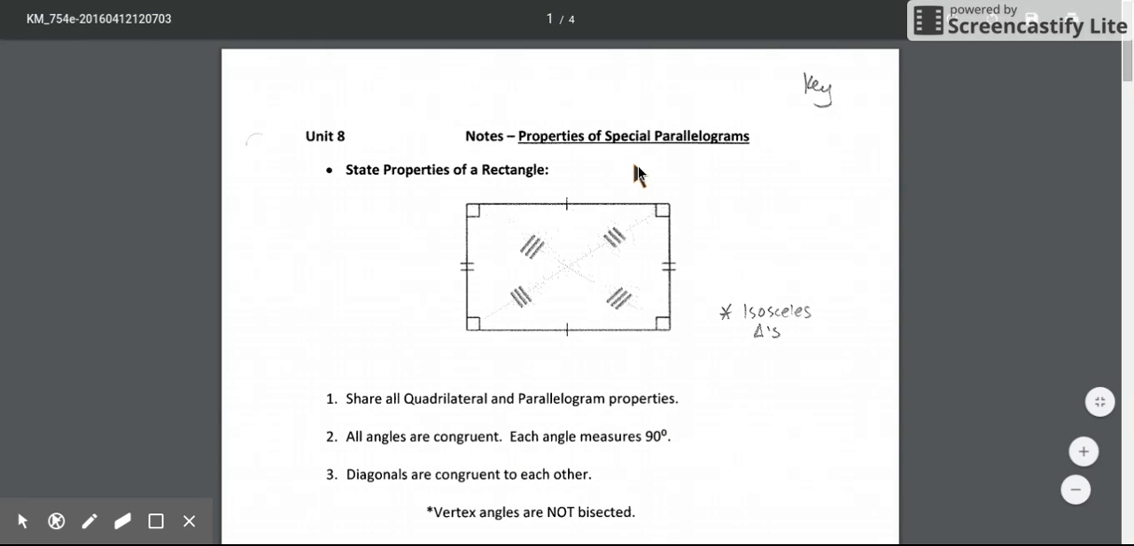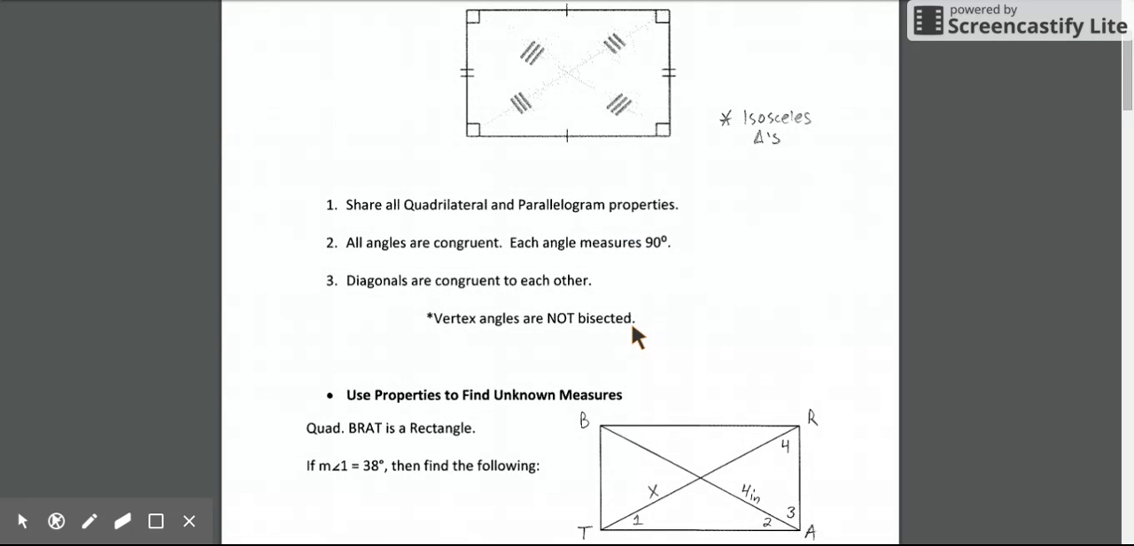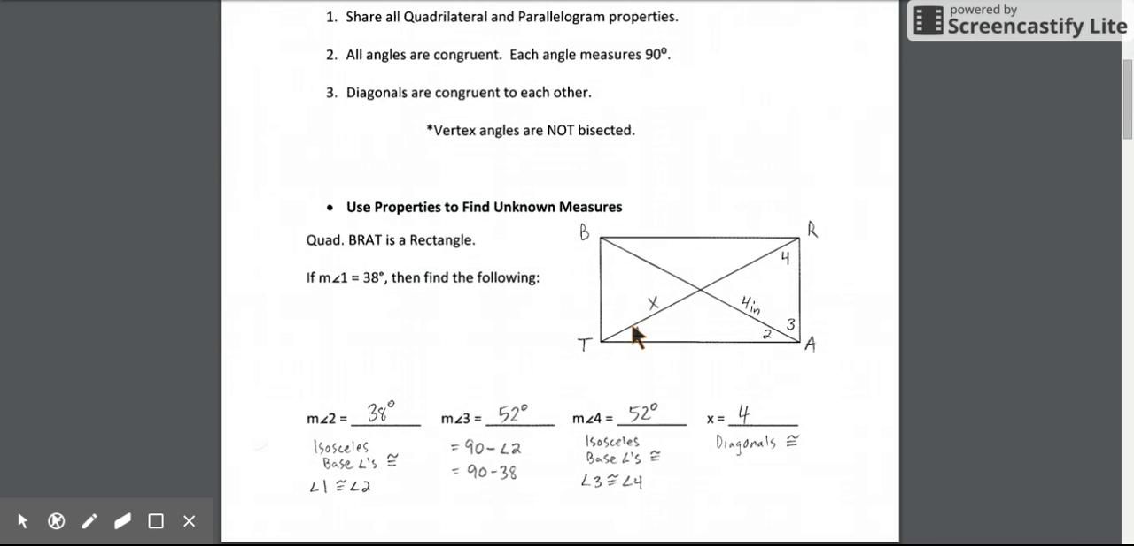Be careful though. These diagonals are not bisecting that 90 degrees. They're not cutting the right angle in half there. That happens in different shapes, not rectangles. Another important thing to note is that a rectangle is created by four different isosceles triangles. So we can use properties of isosceles triangles in rectangles to help us solve for some unknown measures sometimes. Let's practice using these properties to solve for these unknown measures in rectangle BART, B-A-R-T.